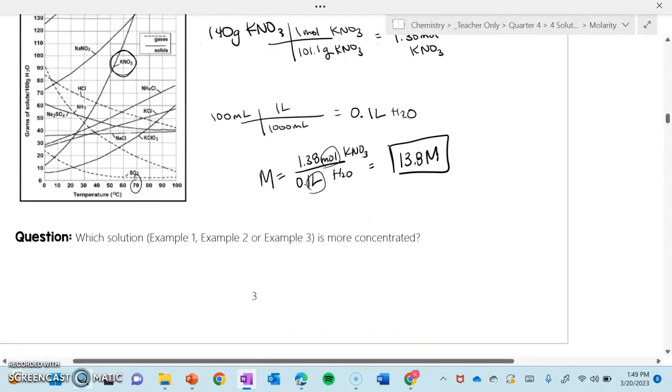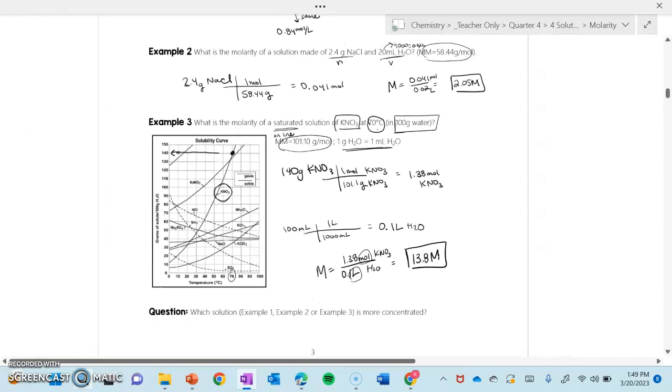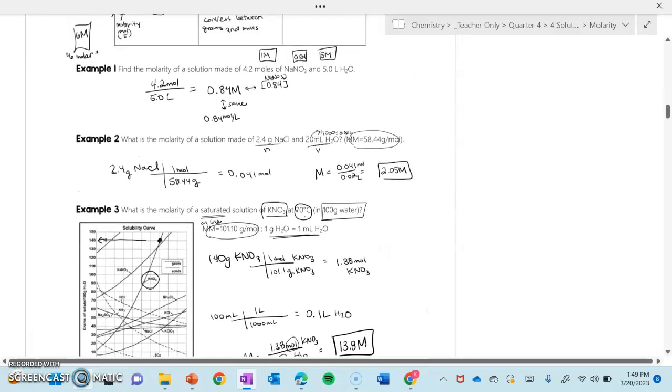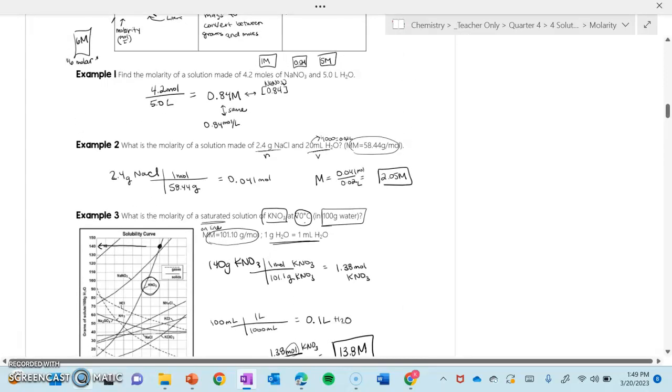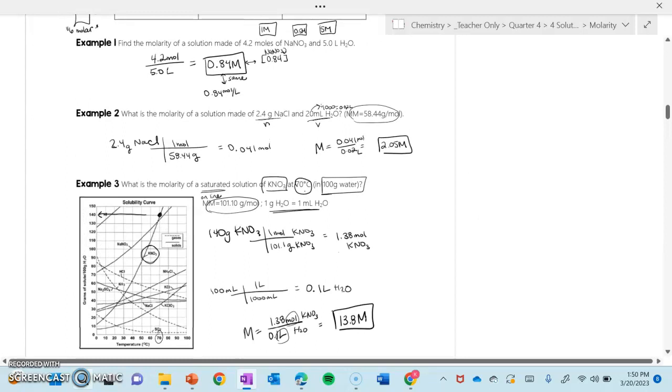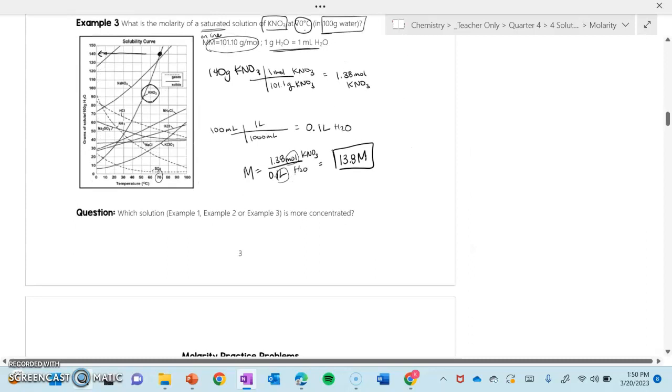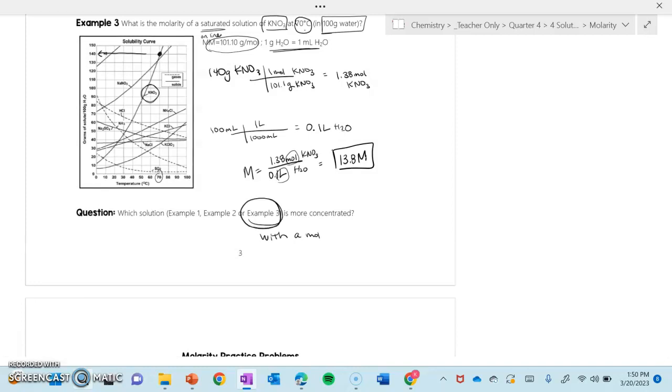So our last question here says, which solution, 1, 2, or 3, is the most concentrated? So we've got 13.8 molar, 2.05 molar, and 0.84 molar, which is the most concentrated. It looks like we actually increased as we went from example 1 to example 2 to example 3. So the most concentrated would be example 3 with a molarity of 13.8 moles per liter. Example 3.